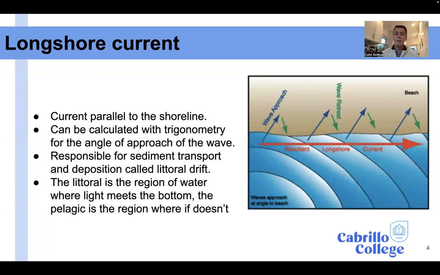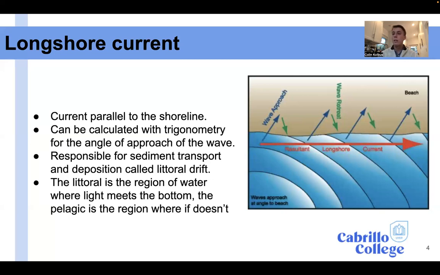You can calculate that with trigonometry and the angle of approach of your waves. This is what's moving sediment down the coastline. That's called littoral drift. So over time, sediment actually moves across an entire coastline. And so you can track the movement of sediment as you know the velocity and magnitude of the longshore current.